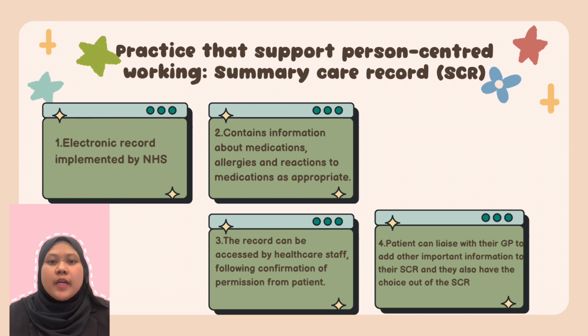The next slide is about practice that supports person-centered working of the summary care record, or well known as SCR. The first point in SCR is an electronic record implemented by the NHS or National Health Service. Next, it contains information about medications, allergies, and reactions to medications as appropriate. The third one is the record can be accessed by healthcare staff. Following confirmation of permission from the patient, they can liaise with their GP to add other information to their SCR, and they also have the choice to opt out of the SCR.